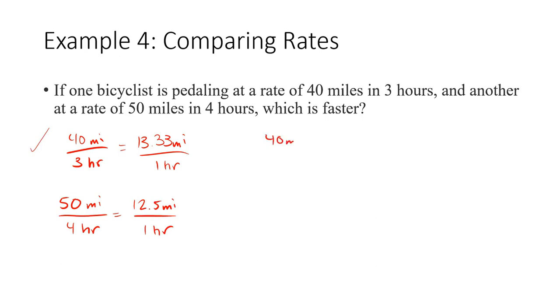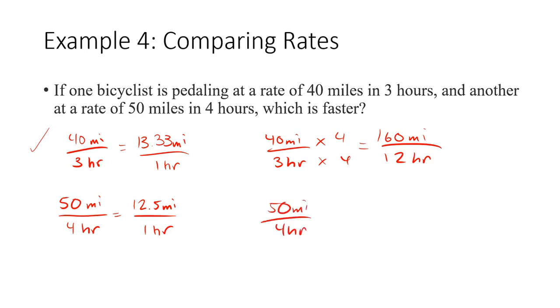Similarly, 40 miles in 3 hours, if we multiply times 4, that will give us a common denominator. We can go 160 miles in 12 hours. 50 miles, that's 4 hours. To get the common denominator here, we want to multiply by 3. And that'll give us 150 miles in 12 hours. And so we can again see that the first one is still faster, and it's just another way of comparing the rates.